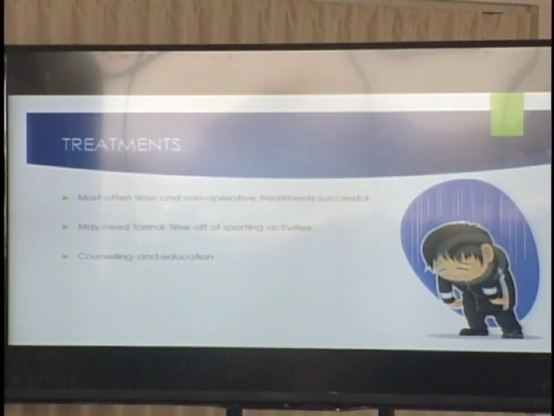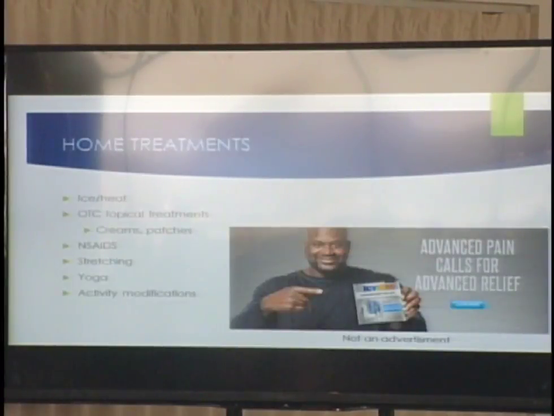Since most of the problems are, say, musculoskeletal in nature, not necessarily structural, time and non-operative therapies are almost always successful, okay? They may need time off of their sports, as we've talked about many times. And counseling and education to say, look, we can't fix this maybe today, but here are some ways we can try and make your back pain better, okay? Lots of home treatments we'll start with.